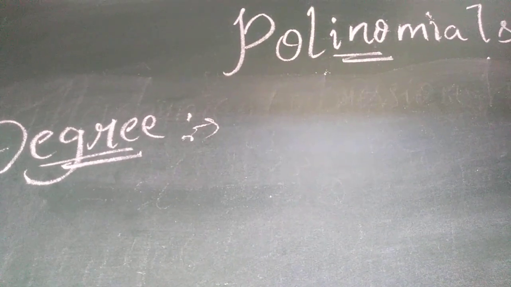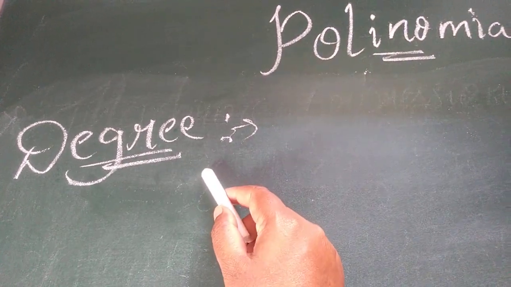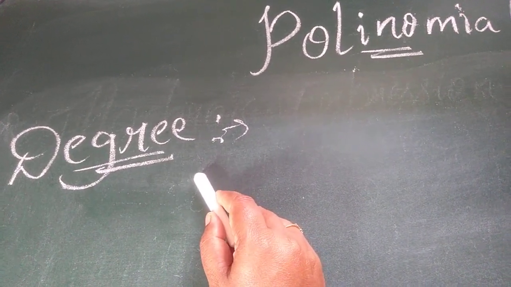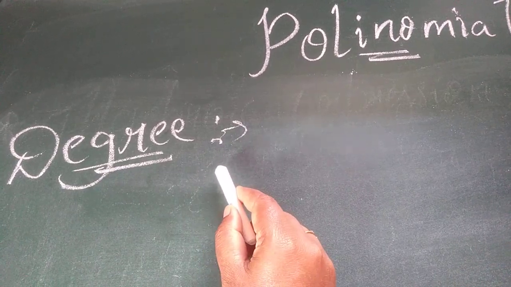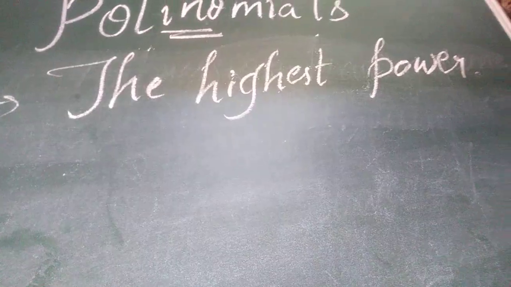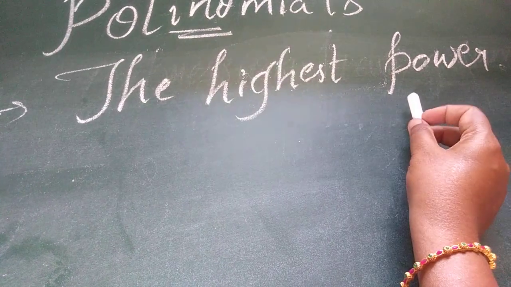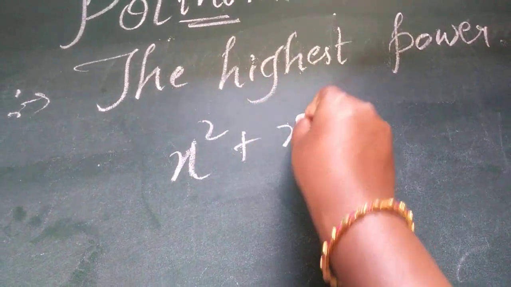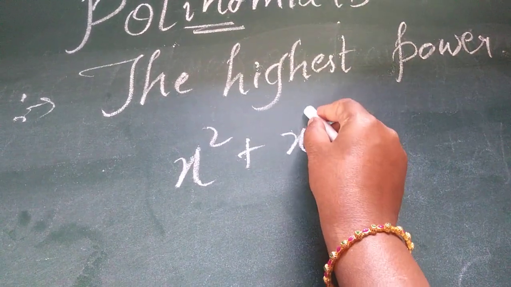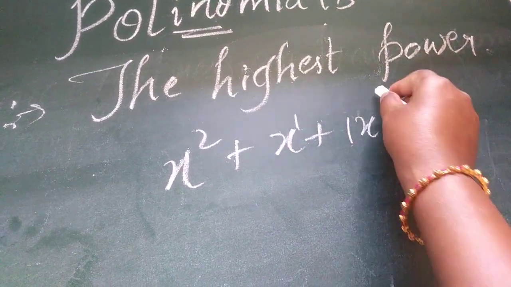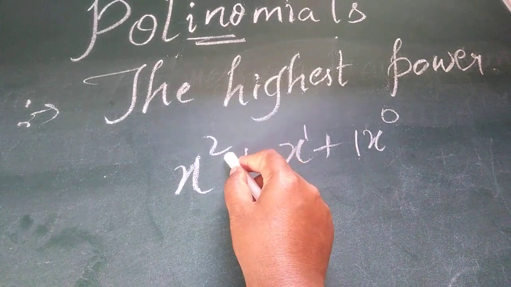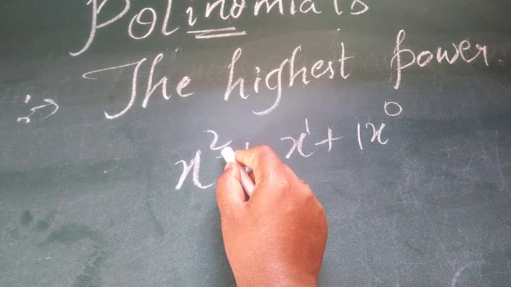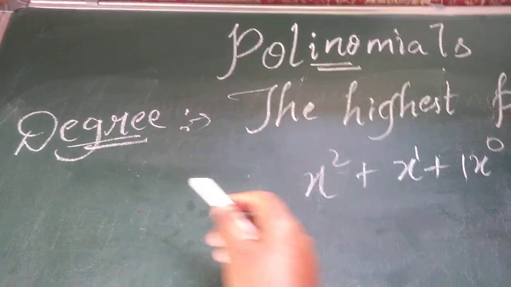In polynomials, one of the important terms is degree. What is meant by degree? It is nothing but the highest power of the given polynomial. When we compare the powers, for example, x square plus x plus 1, here the power is 1, here the power is 0, but here the power is 2. Hence, the highest power is 2. Hence, the degree of this polynomial is 2.